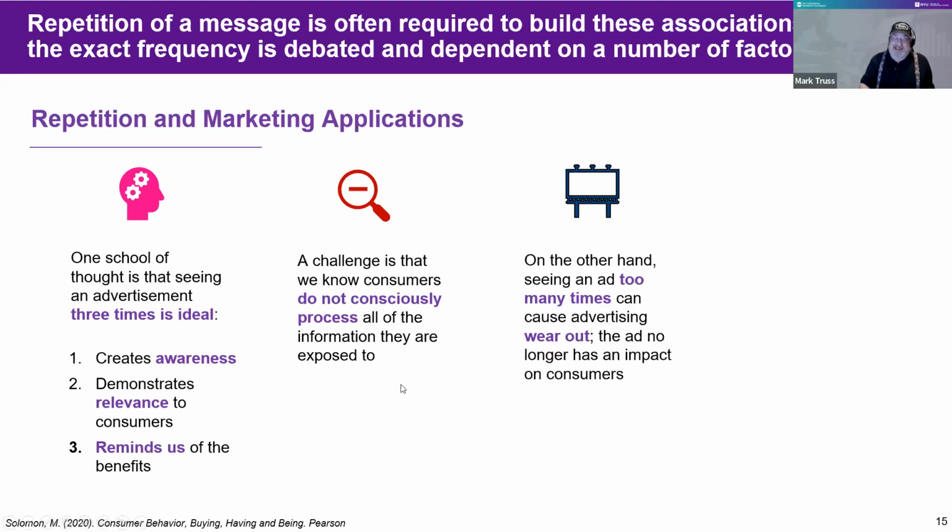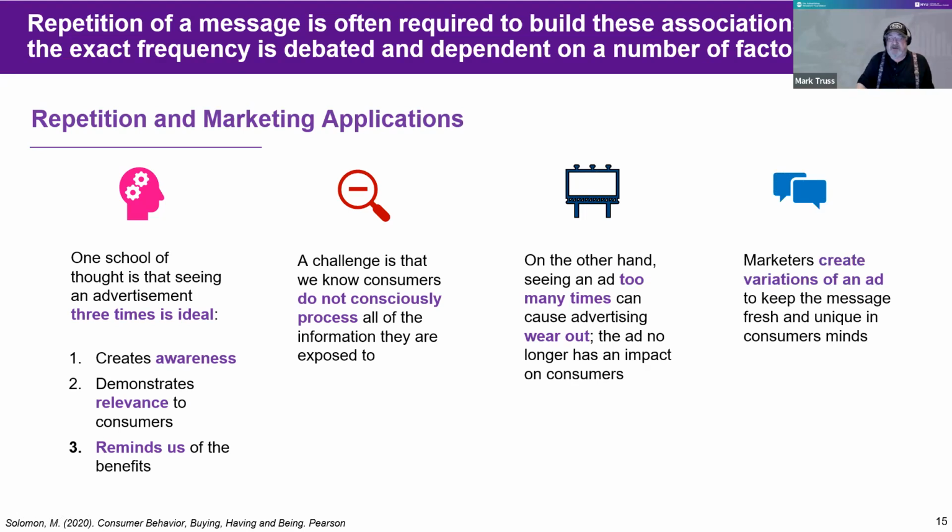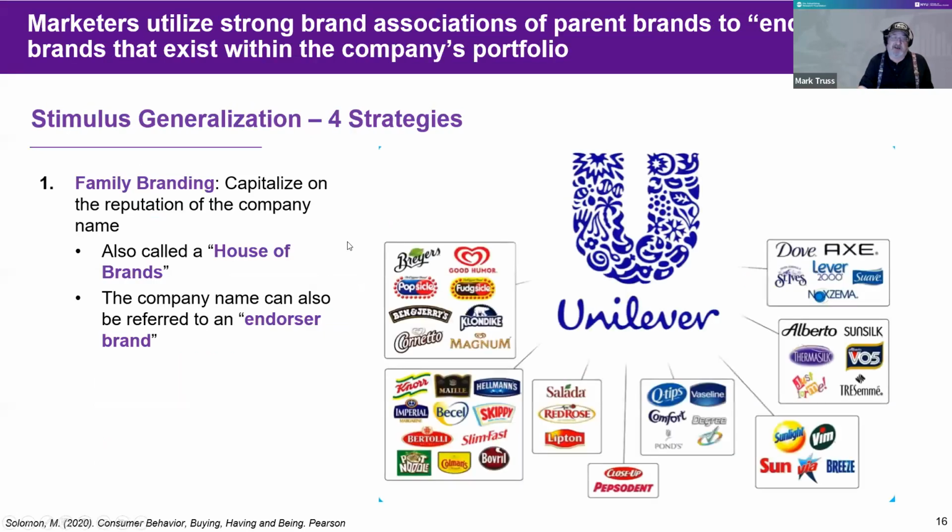On the other hand, seeing an ad too many times, we talked about this in the key terminology, can cause advertising wear out. The ad no longer has an impact on consumers. That's why marketers create variations of an ad, pull-outs we talked about, to keep the message fresh and unique in consumers' minds. Stimulus generalization. There are 4 different ways this happens.